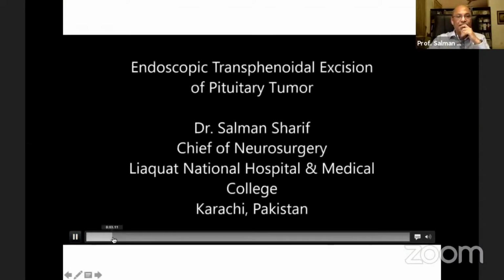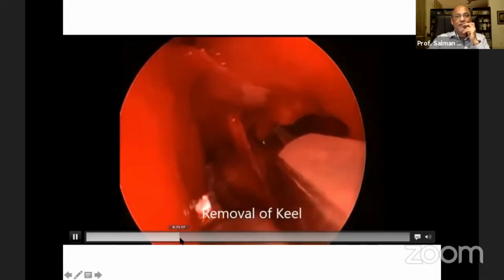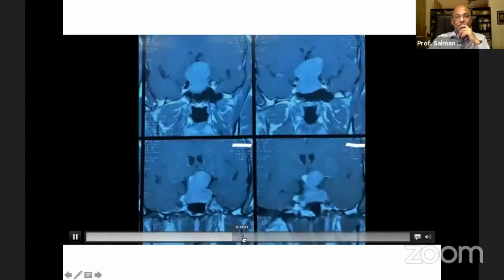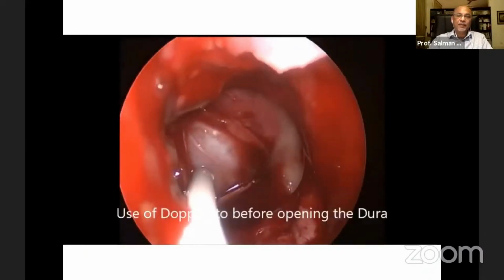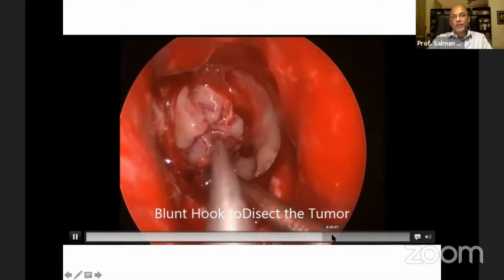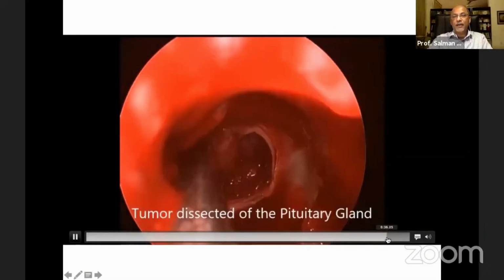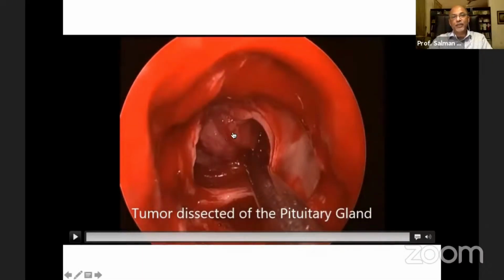Let me just take you forward. This patient had decreased vision for 10 months, for simple removal of the tumor. This is the tumor the patient had. Once you have opened up and taken out the bone, use the Doppler to make sure there's no vessel underneath, open the dura in a cruciate fashion, and take out the tumor. Then we ensure that we have cleared it out completely, with the pituitary gland lying right in front over there.